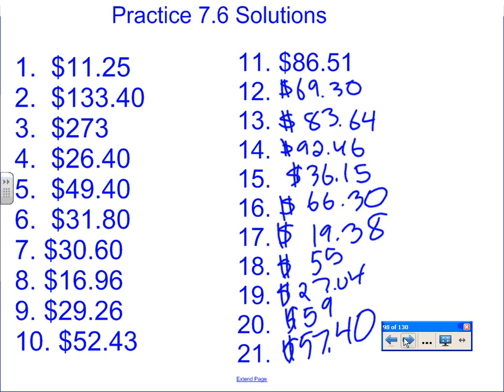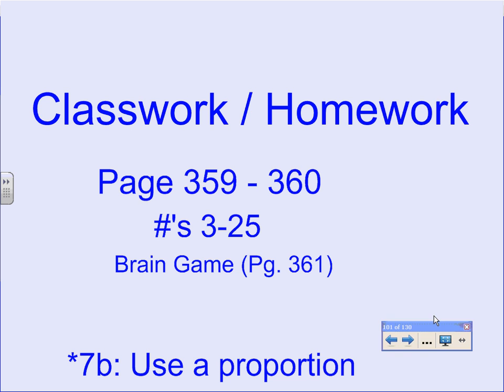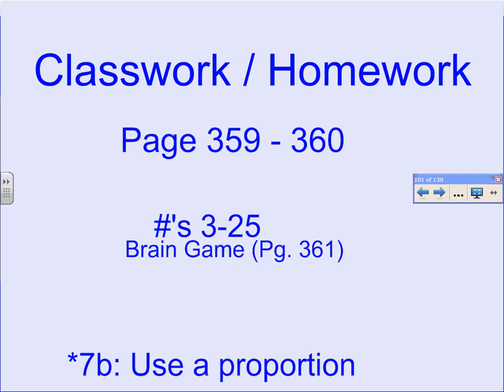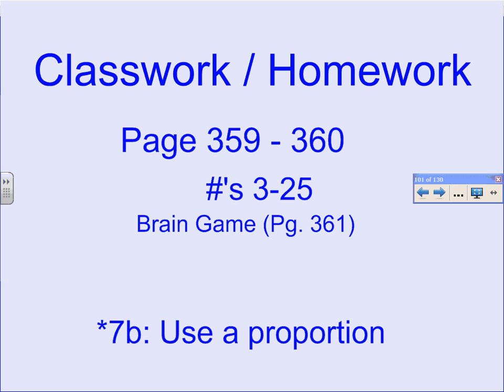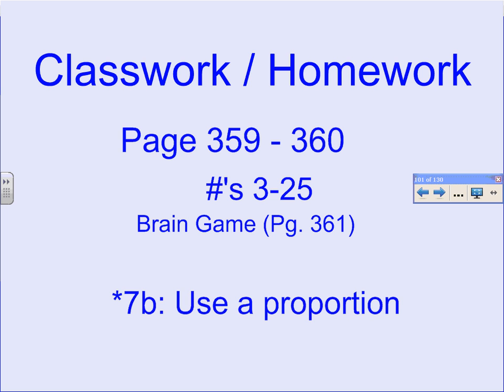Okay, I need you to open up your book to page 359. So open up your book, page 359. Don't get up yet to get paper. Hold on. Don't get up yet. Let me explain it. Okay, so we have about 12 minutes or so. I want you to work on page 359 and 360, numbers 3 to 25. I have a note here, 7B. The directions in the book say use an equation. Ignore that. For 7B, you're going to use a proportion. The book teaches it a slightly different, and I'd rather you use a proportion.